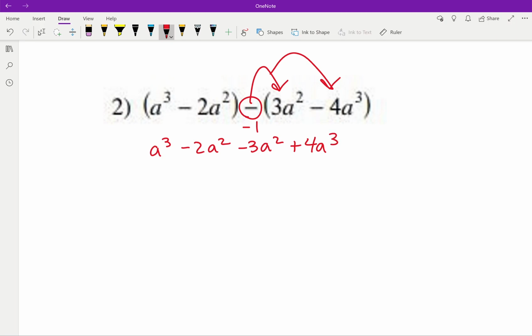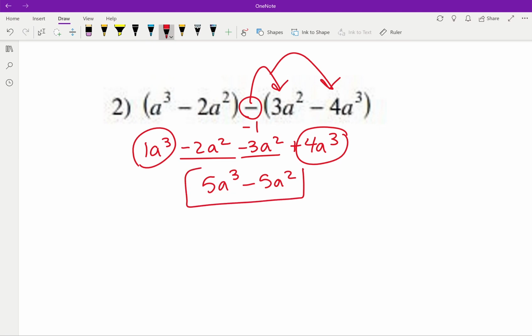So now I got rid of the parentheses because I distributed my negative sign. Then I combine like terms. So I have 1a cubed and 4a cubed, which is going to be 5a cubed. And then I have negative 2a squared and negative 3a squared, which is negative 5a squared. My answer.